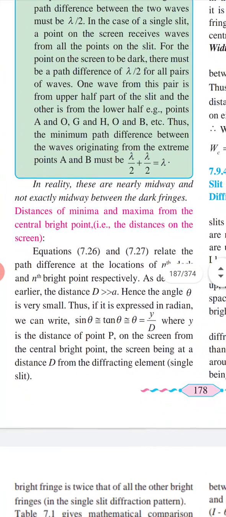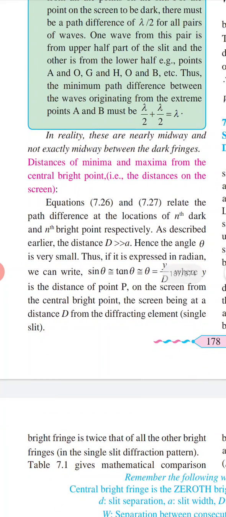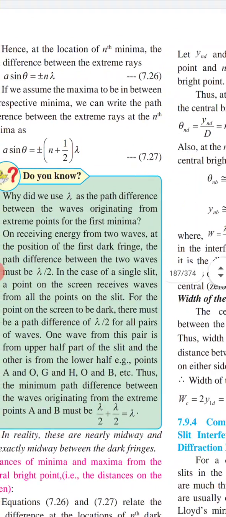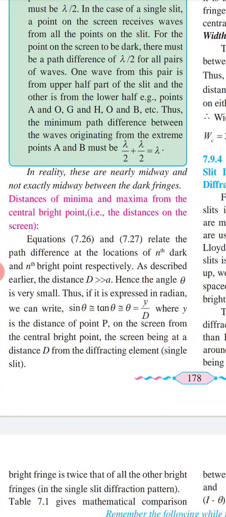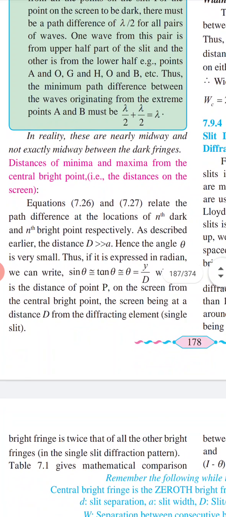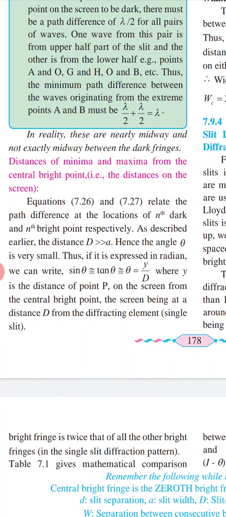Distances of minima and maxima from the center bright fringe point. Equations 7.26 and 7.27, these previous equations, relate the path difference at the location of nth dark and nth bright points respectively. As described earlier, capital D is very much greater than a, hence the angle theta is very small. Thus, if it is expressed in radian, we can write sin theta is approximately equal to tan theta, which is approximately equal to theta, that is y upon D, where y is the distance of point P on the screen from the central bright point. The screen is at distance D from the diffracting element, that is a single slit.